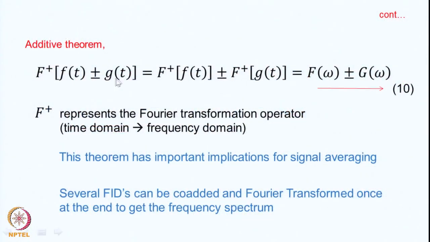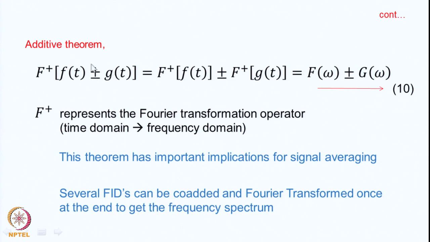The next theorem we would like to consider will follow again from the definitions. So this one can work it out explicitly. Suppose I have two functions f of t and g of t. They may represent, for example, two different FIDs on the same sample. Once you collect it and then you collect it once more, you essentially do signal averaging. So you collect two times, the function f of t, and then you can add or subtract g of t.